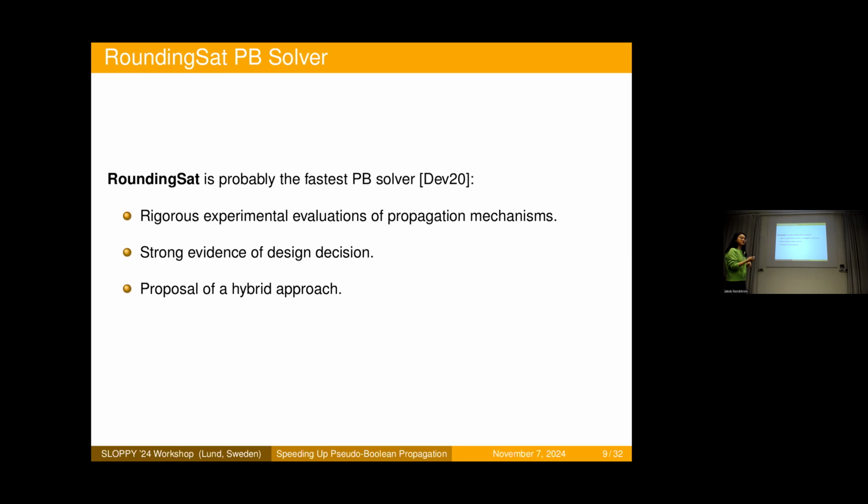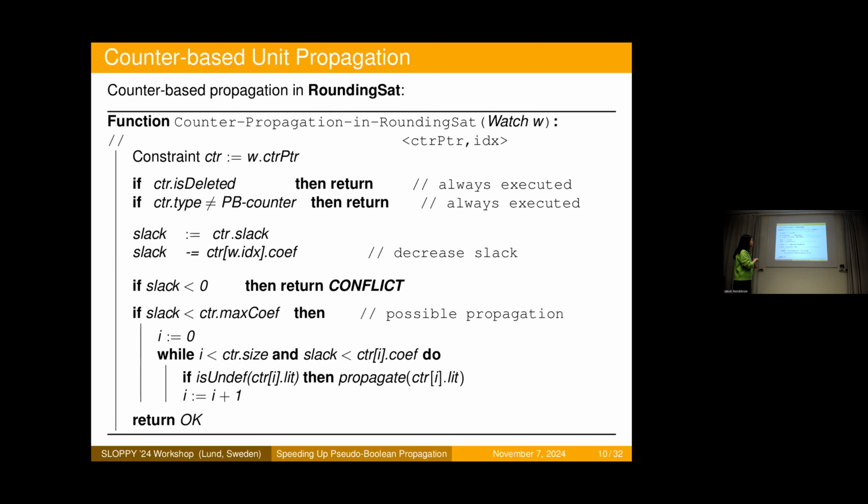So before the next slide, I would like to mention this RoundingSat solver, which is probably the fastest solver that we can find in terms of unit propagation in the literature, because it's the first one that precisely evaluates the different propagation mechanisms, and we can understand that there is very strong evidence of design decisions, and there is also the hybrid approach. We are going to improve the unit propagation in this solver.